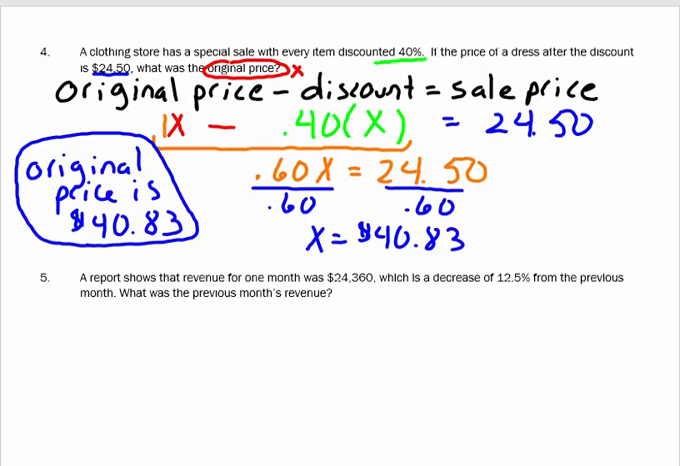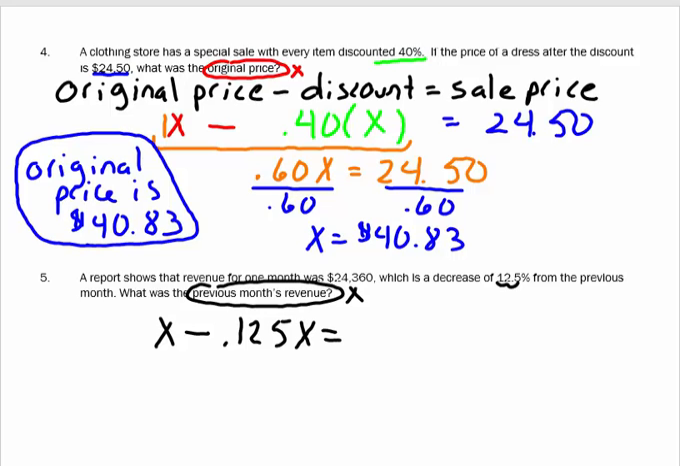A report shows that revenue for 1 month was $24,360, which is a decrease of 12.5% from the previous month. What was the previous month's revenue? So again, this is going to be our x. X will equal the previous month's revenue. So we'll start with the previous month's revenue, and we're going to have to subtract off 12.5%. Changing that into decimal, we get 0.125 of what though? Of the previous month's revenue.